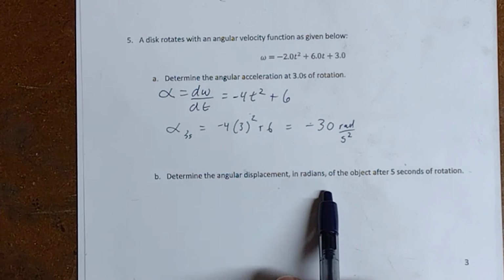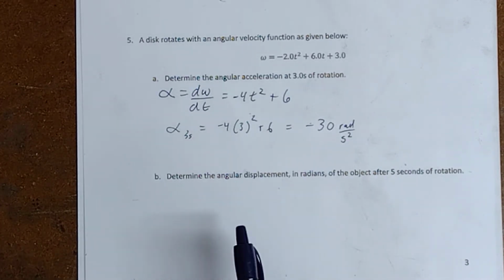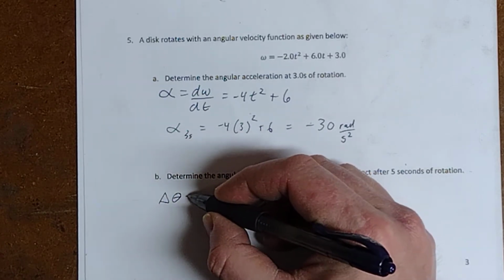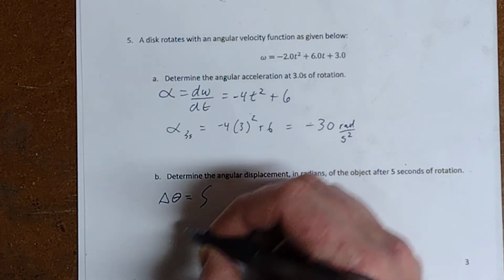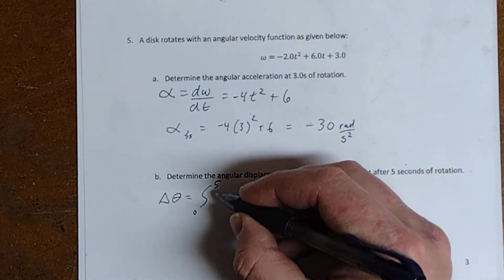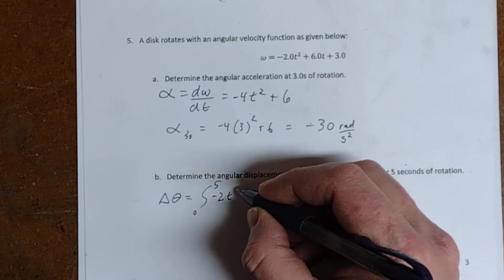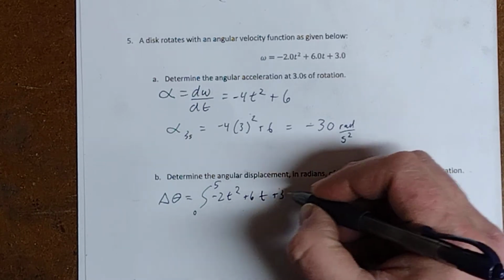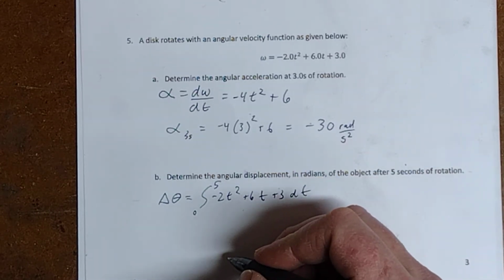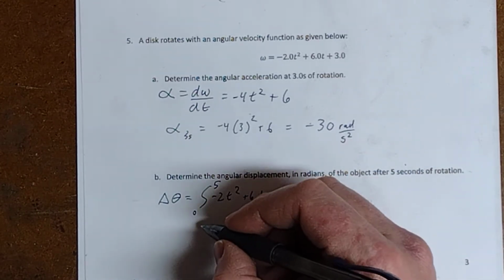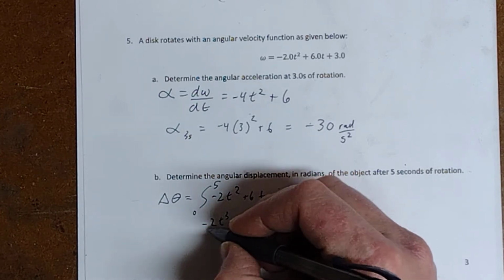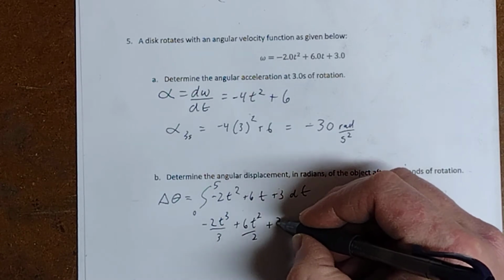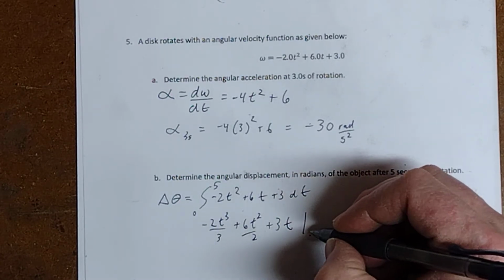Determine the angular displacement in radians of the object after 5 seconds of rotation. So angular displacement, delta theta, equals the integral from 0 to 5 seconds of negative 2t squared plus 6t plus 3 with respect to time. So to solve the integral, we take the antiderivative first. So negative 2t cubed over 3 plus 6t squared over 2 plus 3 times t from 0 to 5.